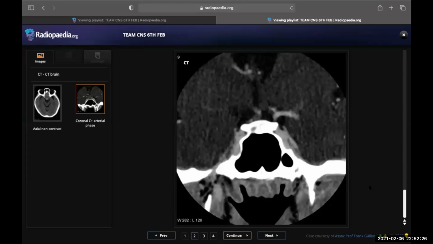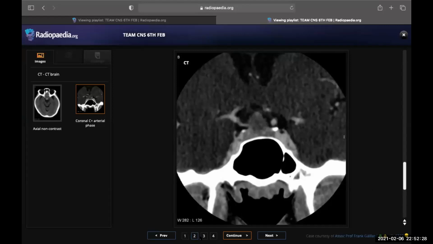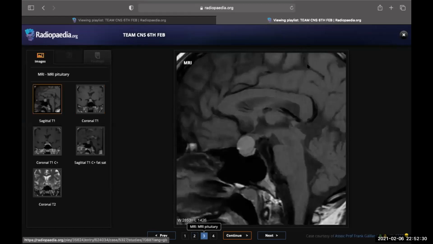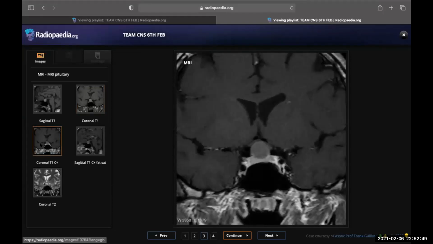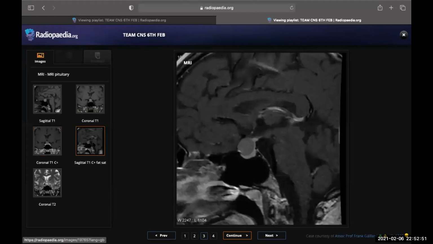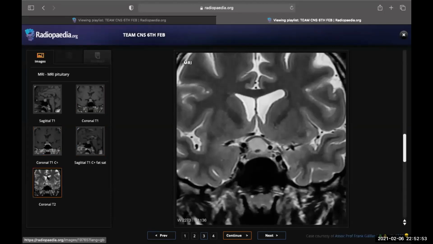What do you want to do next? I will do MRI. Okay. So these are static images, okay? Just let me know what else you want to see. Yeah. So in T1, it is hyperintense, coronal, okay, in the post contrast. Describe the lesion and the relations.